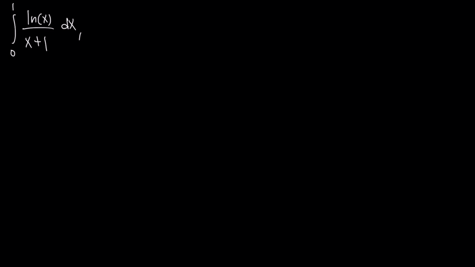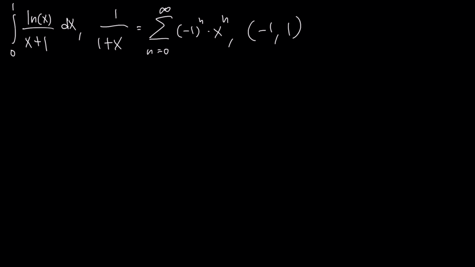Today we'll be doing the integral from 0 to 1 of the natural log of x divided by x plus 1 dx. To start off, we'll make the following observation: 1 over 1 plus x is the same thing as the sum from 0 to infinity of (-1)^n times x^n, and it converges from -1 to 1.